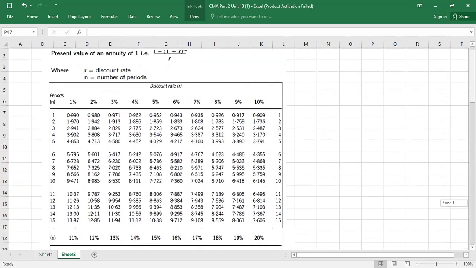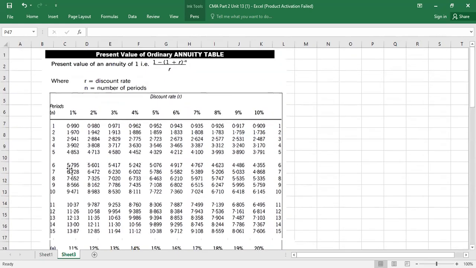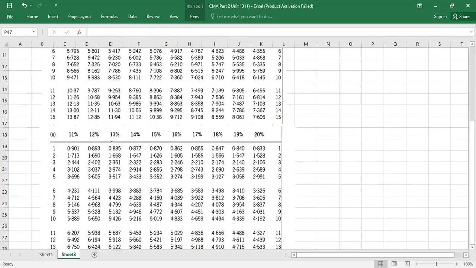This is the present value of ordinary annuity table here. Okay, ordinary annuity. So I'll go to 14%. This is 14% and look for year 5. So the value is how much? 3.433. So here we go.